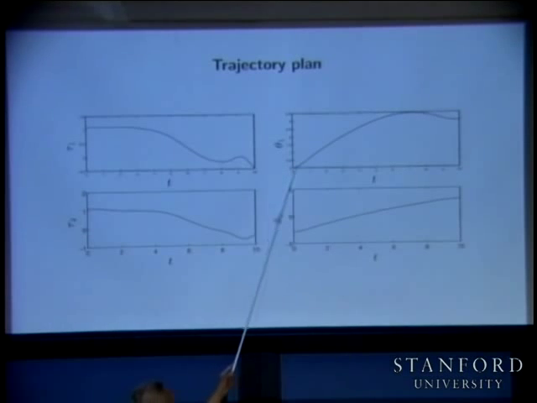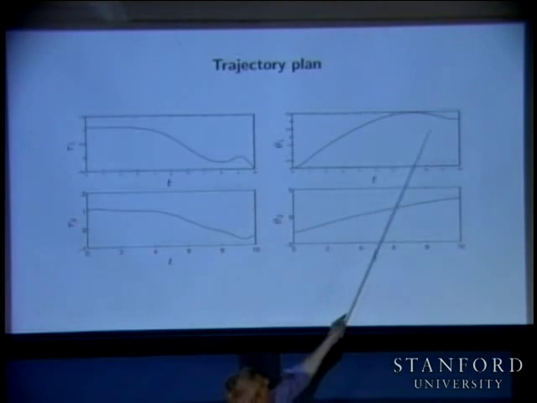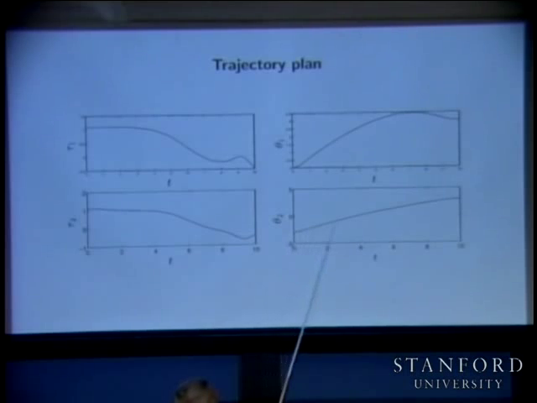The initial trajectory just went like this. It was a straight line from here up to here, and this was a straight line from here to here. So I guess theta 2 actually turned out to be pretty close to our crude initial guess. But okay, so that's an example.